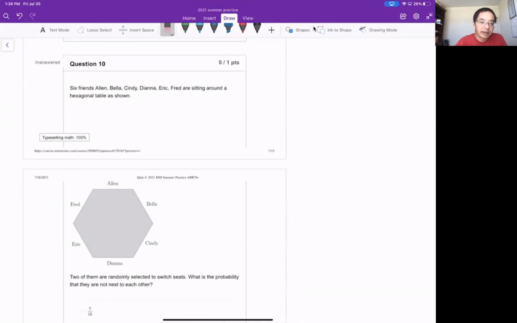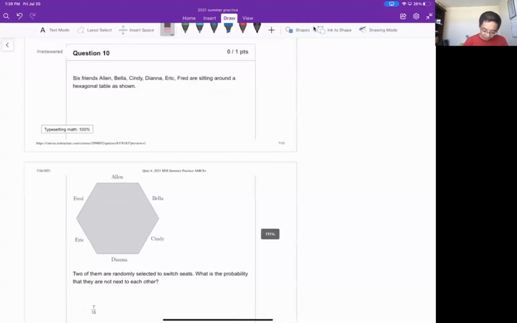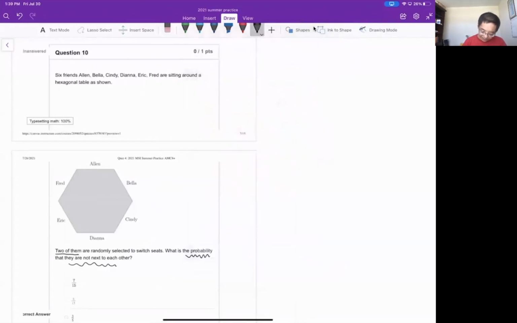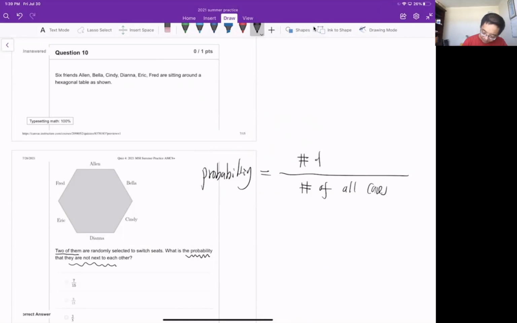Question number 10. Here we have 6 friends, A, B, C, D, E, F. They are sitting around a hexagon table as shown, and we randomly choose 2 of them. What is the probability that they are not next to each other? Let's recall the basic formula to calculate probability: the denominator is the number of all cases, and the numerator is the number of valid, or favorable, cases. In our case, a valid case means 2 of them are not next to each other.